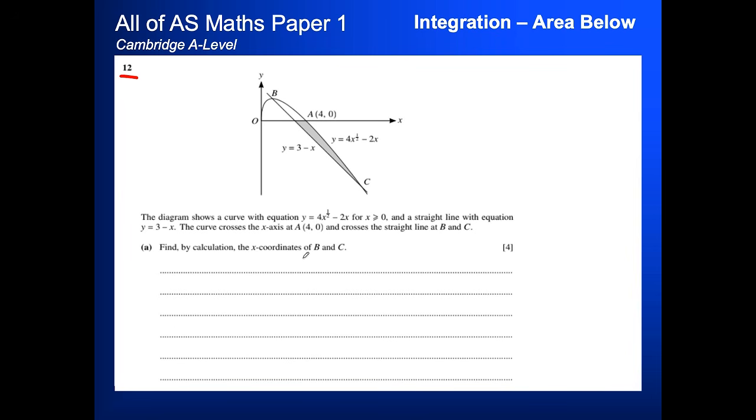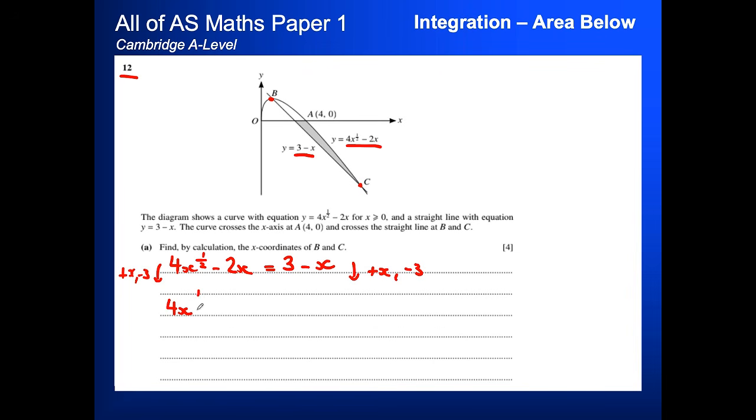So find, by calculation, the x-coordinates of B and C. So notice B here and C here are where the line and this equation intersect. So therefore we need to find when they're equal to each other. So we make these expressions equal to each other. If we do that, we get 4x to the power of a half minus 2x is equal to 3 minus x. And now let's bring everything to one side. So we're going to add x on both sides and minus 3 on both sides, so we can get it in that typical quadratic fashion that we like.